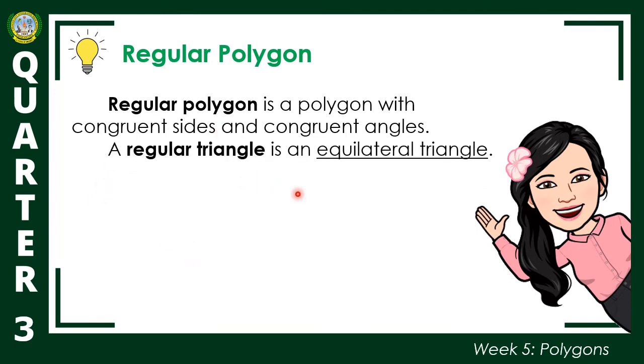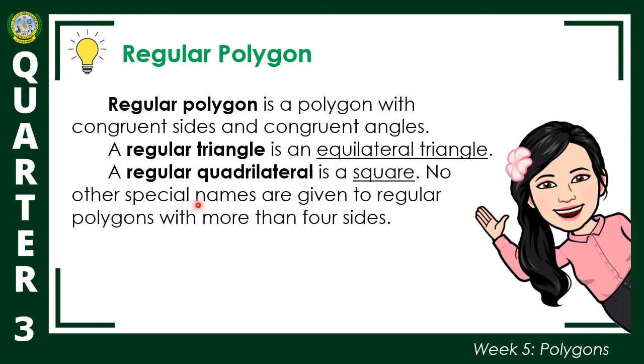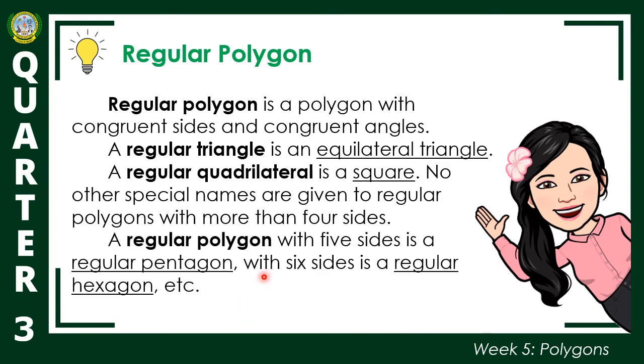Ang regular triangle po ay tinatawag na equilateral triangle, minsan equiangular triangle, alin sa dalawa. While a regular quadrilateral is a square, because we know that a square has 4 equal sides and 4 right angles. Of course, all right angles are equal or congruent. No other special names are given to regular polygons with more than 4 sides. A regular polygon with 5 sides is a regular pentagon, with 6 sides is a regular hexagon, and so on and so forth.